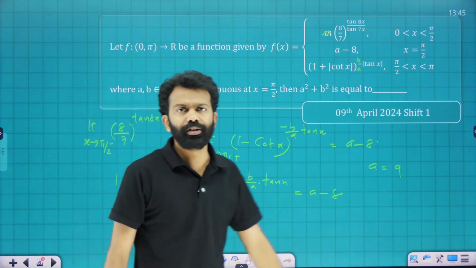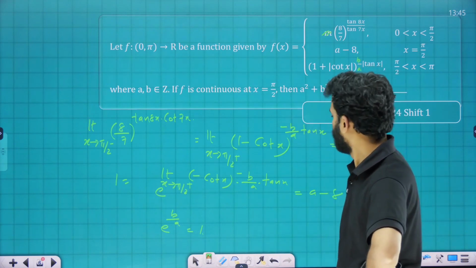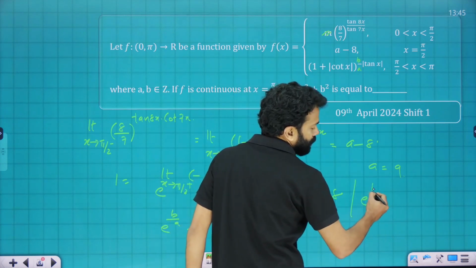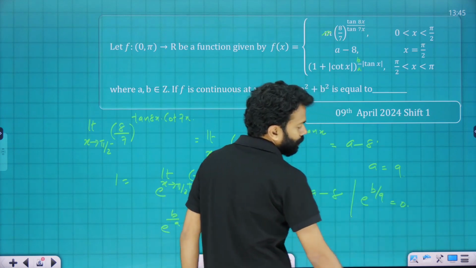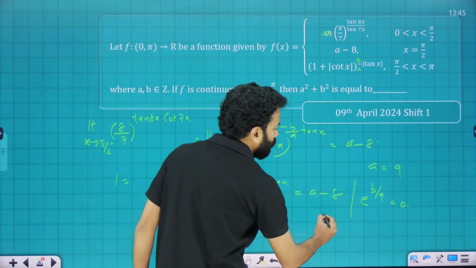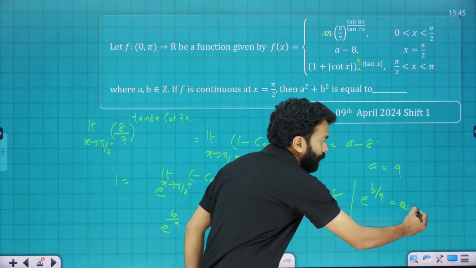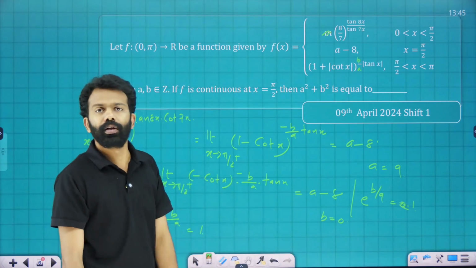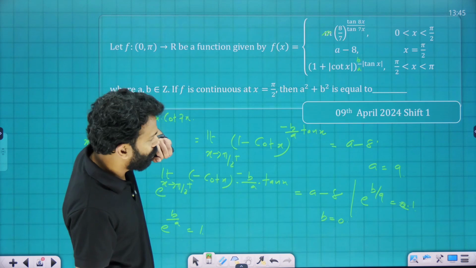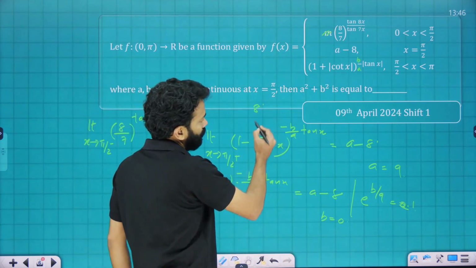That is e raised to b by a is equal to 1, right? And a is 9. Therefore e raised to b by 9 is equal to 1. Sorry, my mistake. Therefore, what should be the value of b? Very direct one. b is equal to 0, only then e raised to b by 9 is equal to 1. Therefore b is equal to 0 and a is equal to 9. Therefore 9 squared plus 0 squared is 81. That is the final answer for this one.